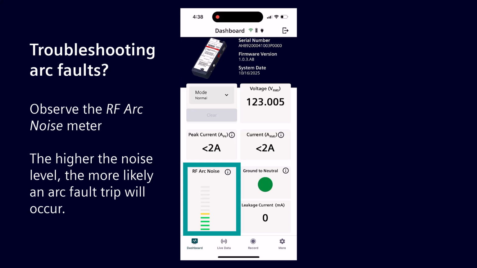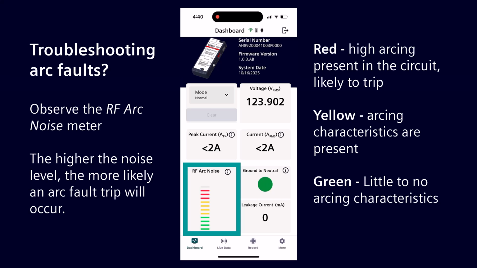The RF arc noise meter will change based on the amount of RF arc noise present in the circuit. The higher the level, the more likely an arc fault trip will happen. The color coding for the RF arc noise meter is red, indicating a high chance of tripping due to high RF arc noise present on the circuit, while yellow indicates arcing characteristics are present and green for little to no arcing.